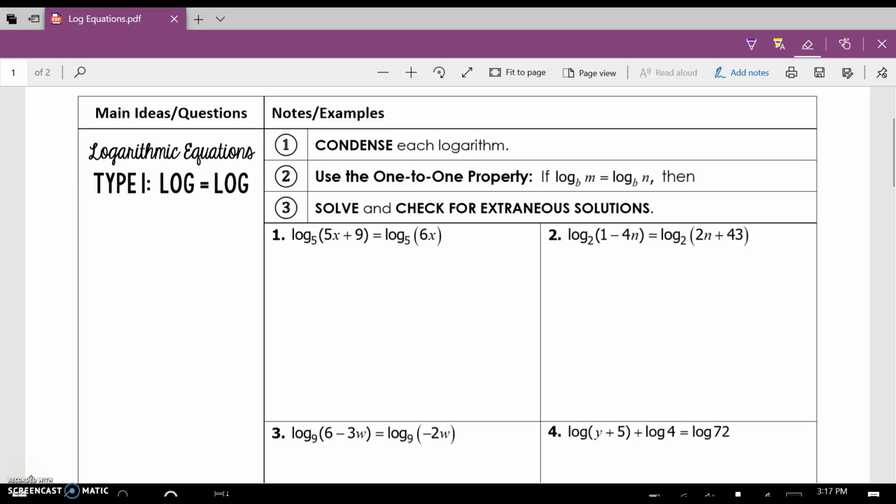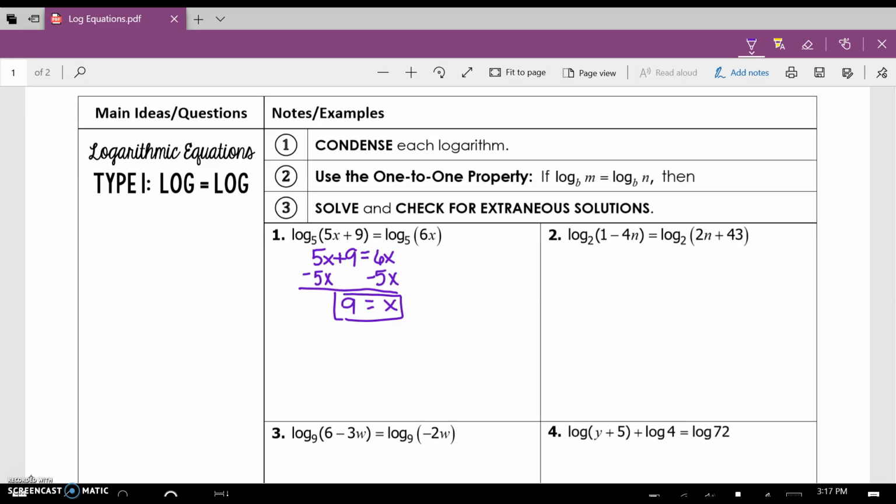then just like before, you drop the base. Remember that 5 is our base, then we would just drop that base and forget that it's there, and just write 5x plus 9 equals 6x. And then from there, you just solve like normal. So from here, I would get my x's together. Subtract 5x from both sides. I would be left with 9 equals, and 6 minus 5 is 1x.